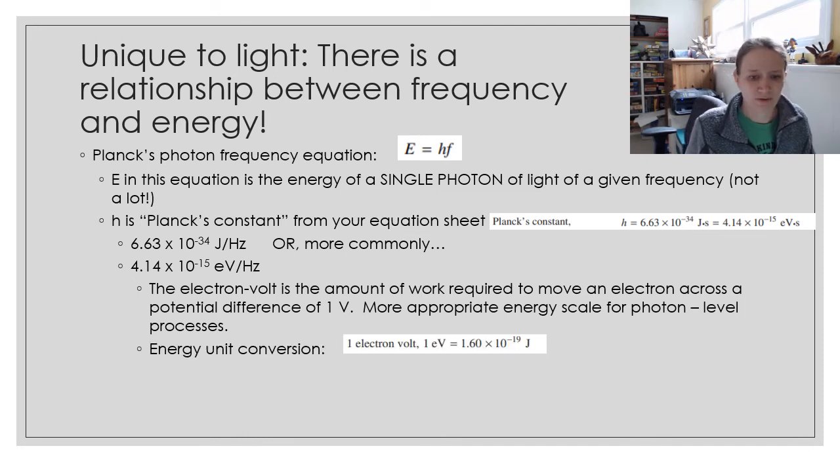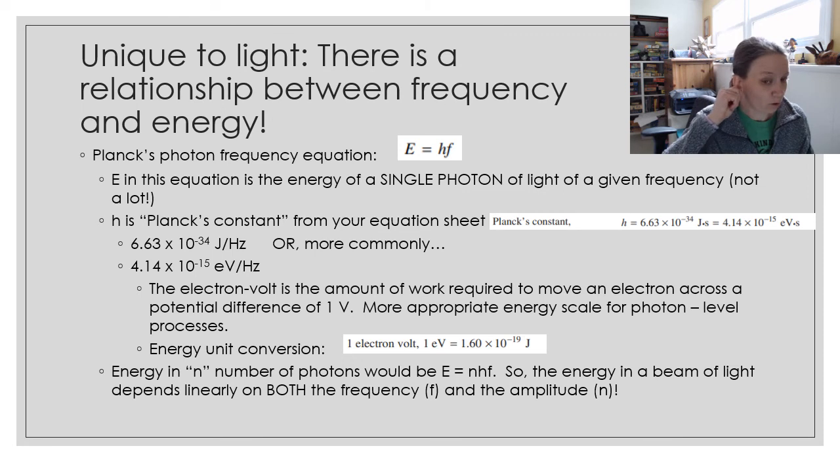And of course, if you end up with one kind of energy and you need the other, you can convert back and forth between them with this pretty straightforward energy unit conversion. This is also on your equation sheet. The definition of an electron volt is 1.6 times 10 to the negative 19th joules, because that is the work it would take to move an electron across a volt.